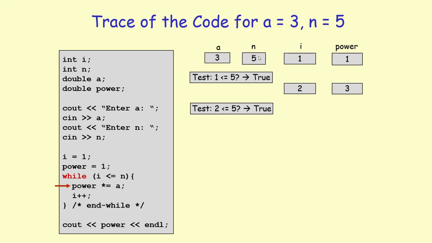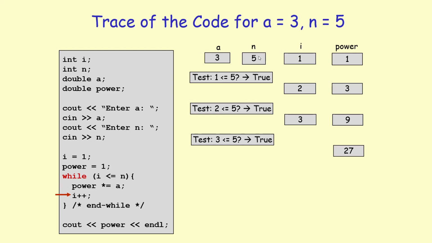So again, we go into the body of the while loop. We multiply power by a. So the power becomes 3 times 3, 9. We increment the loop counter variable. It becomes 3. We go back to the beginning of the while loop, evaluate the expression. The expression is now 3 less than or equal to 5. Is that true? Yes. So again, we go into the body of the while loop. We multiply power again by a. So it becomes 27. Increment the loop counter variable. It becomes 4. Go back to the beginning of the while loop and evaluate the expression.